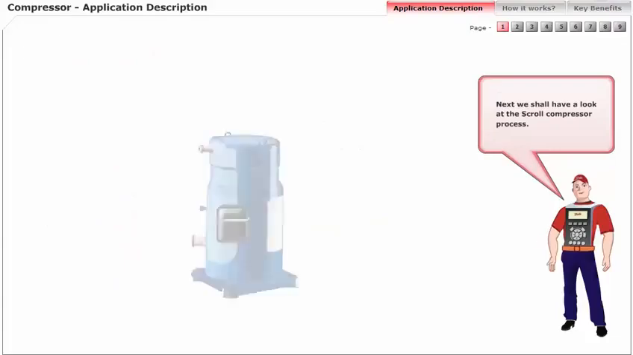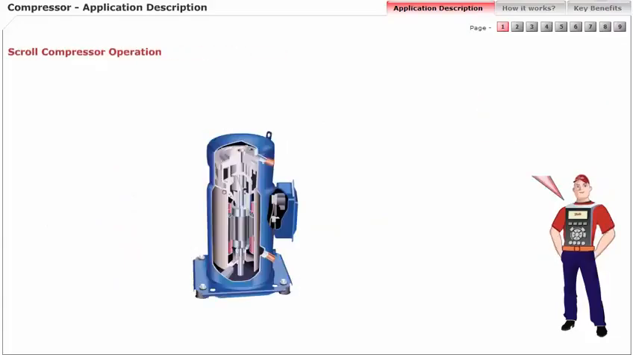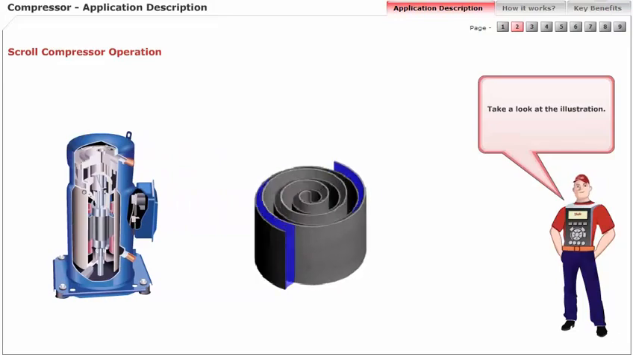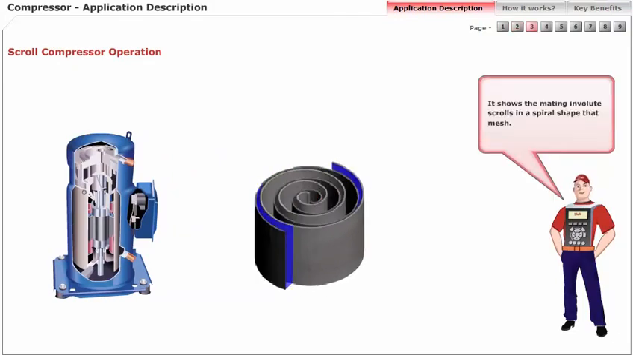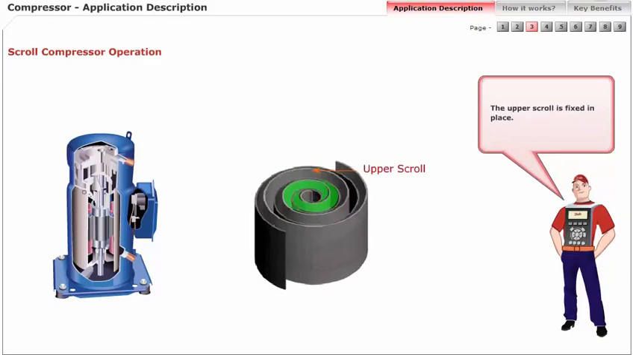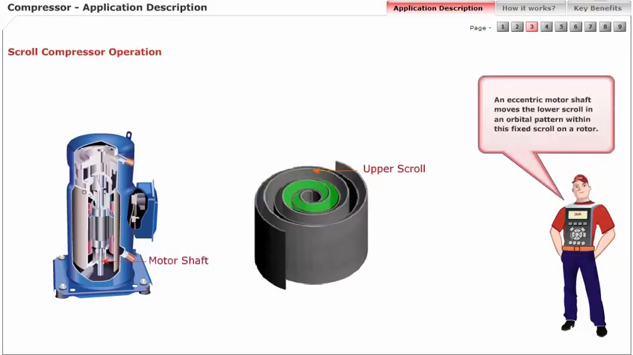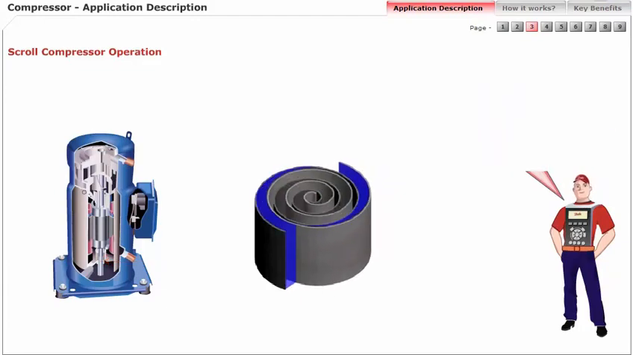Next, we shall have a look at the scroll compressor process. Take a look at the illustration. It shows the mating and volute scrolls in a spiral shape that mesh. The upper scroll is fixed in place. An eccentric motor shaft moves the lower scroll in an orbital pattern within this fixed scroll on a rotor.